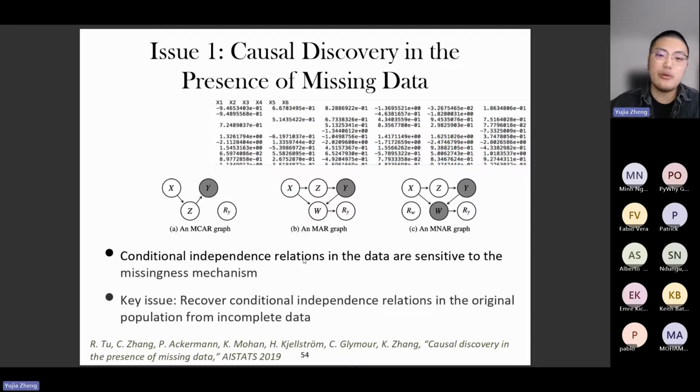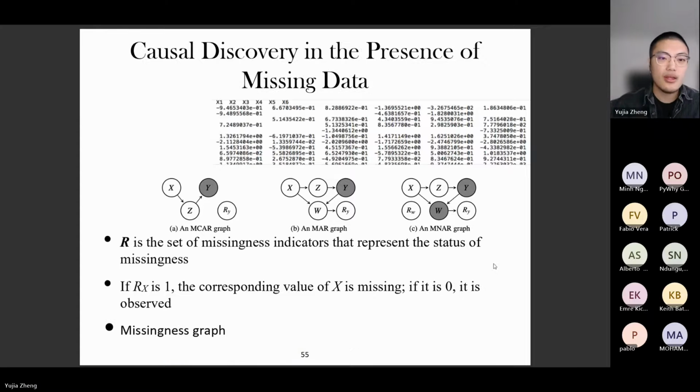It's because conditional independence relationships in the data are very sensitive to the missingness. So the key issue here is that we try to recover these conditional independence relations in the original population, given only this incomplete observational data without any experiments. So here we need to introduce some notation.